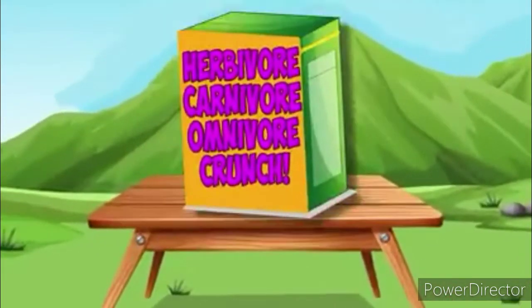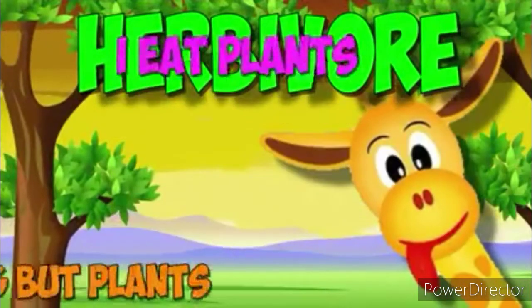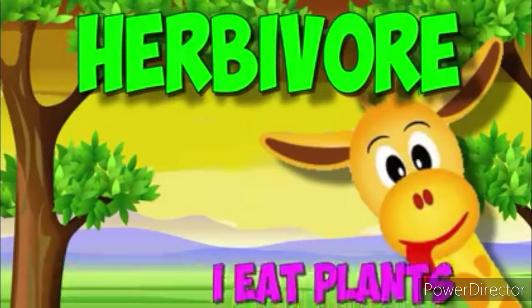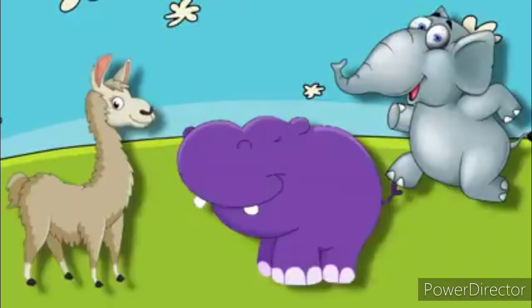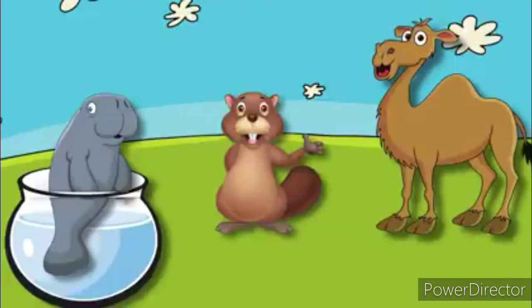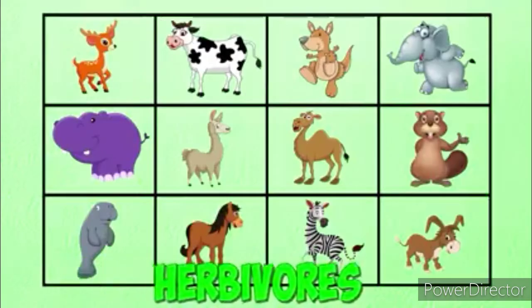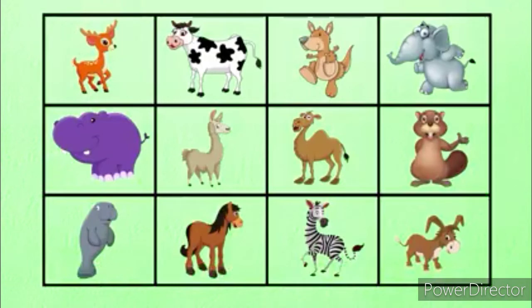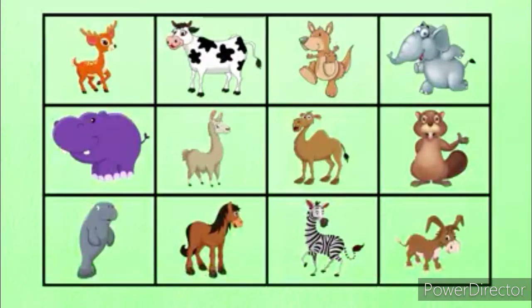Herbivore, carnivore, omnivore, crunch. Herbivore said, I eat plants, nothing but plants. Herbivore said, I eat plants all the time. Deer, cows, kangaroos, elephants, hippos, llamas too. Camels, beavers, manatees, horses, zebras, and donkeys. Those are all herbivores. They eat plants and nothing more.